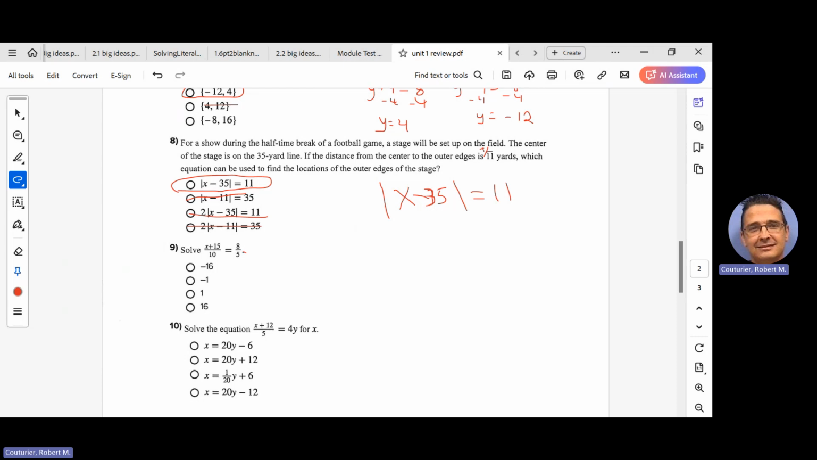This one should look familiar. It's the butterfly method. 5 times x plus 15. This is a proportion problem. Equals 10 times 8, which is 80. Distribute. Be careful. You don't know your 15 tables. Please use a calculator. 15 times 5, 75.